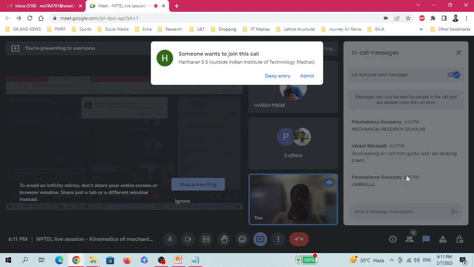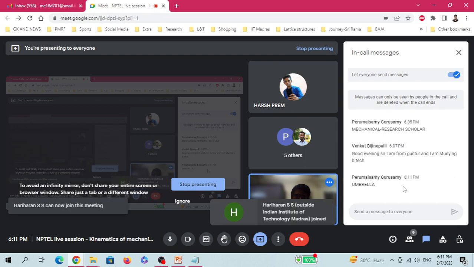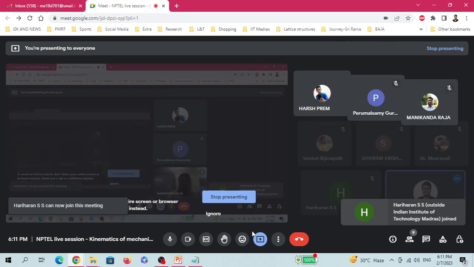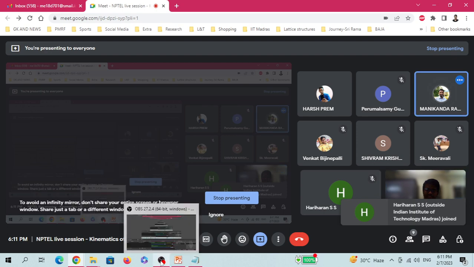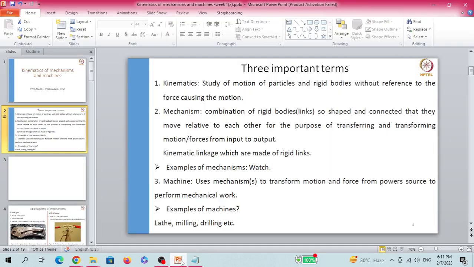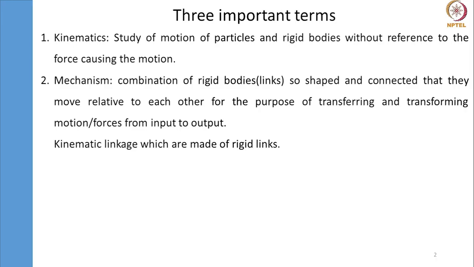Okay. One of our friends says umbrella. Okay. Any other answers? Cam and follower. Okay. Another friend says it is cam and follower. Okay. We will discuss those things later.